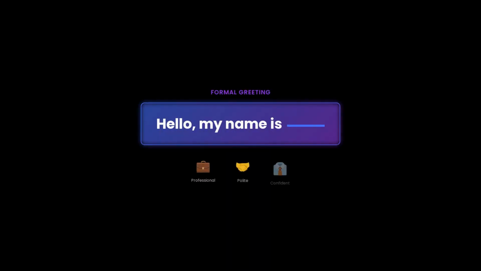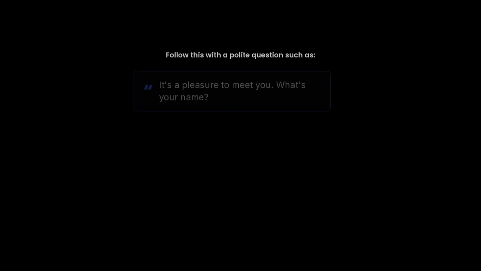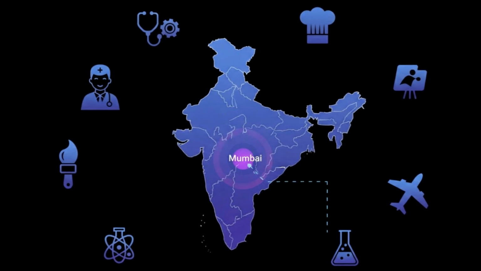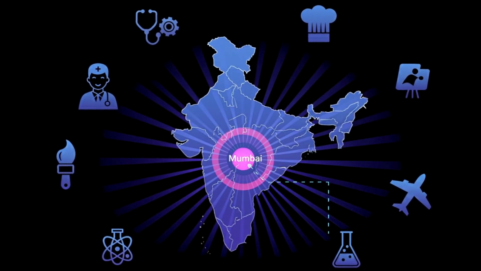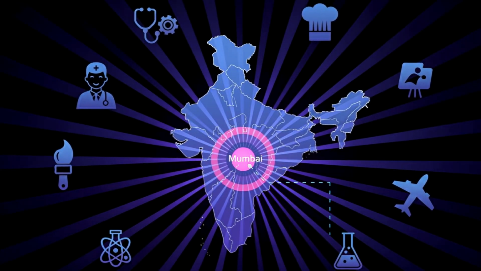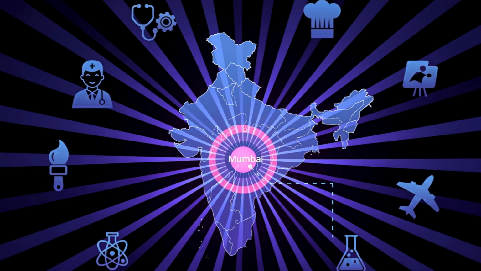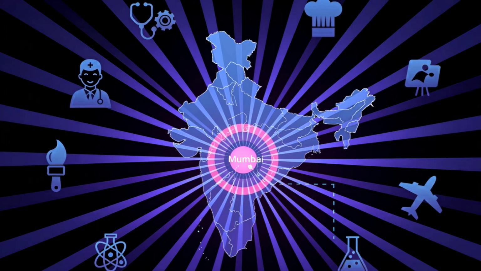When you meet someone new in a formal setting, start with a clear greeting like, "Hello, my name is." Follow this with a polite question such as, "It's a pleasure to meet you. What's your name?" or "How do you do?" You can then add context, like your profession or where you're from. For example, "I'm a developer at Tech Solutions," or "I'm from Mumbai."